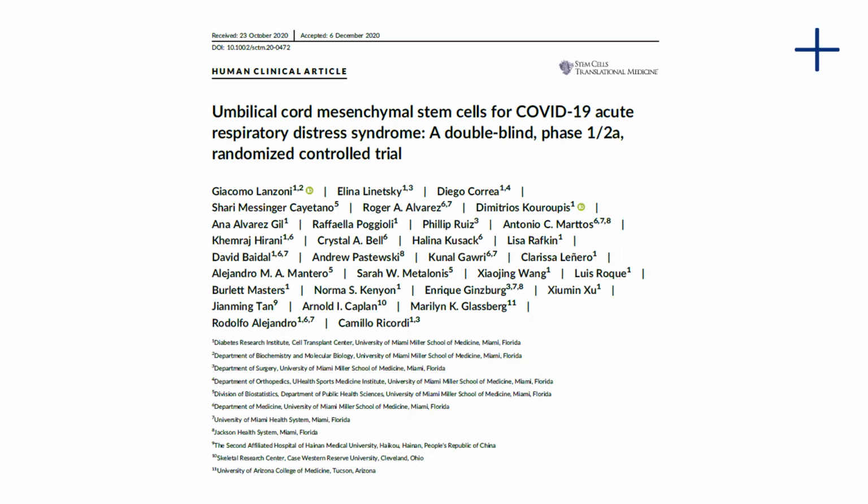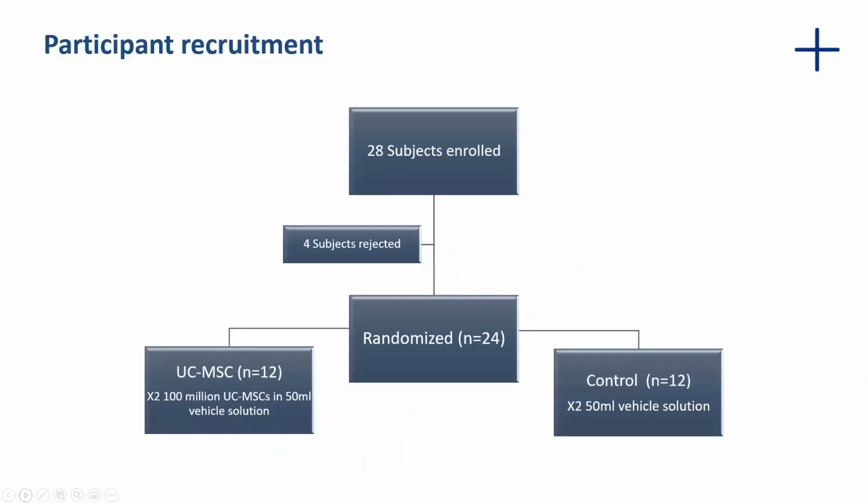So 24 subjects were hospitalized with COVID-19 and randomized to either the mesenchymal treatment group or the control group. Apologies, I said 24 subjects. I made a mistake earlier. It was actually 28 subjects were enrolled, but 4 were rejected, which then left us with a number of 24. And these were randomized equally into 12 receiving mesenchymal stem cells and 12 in the control group.